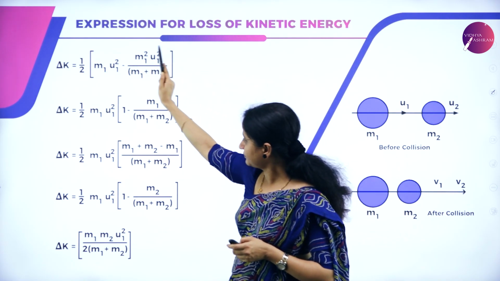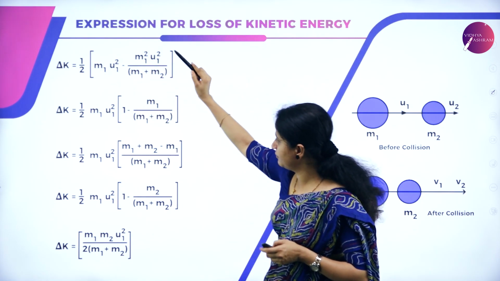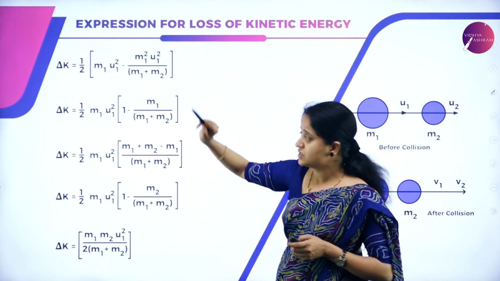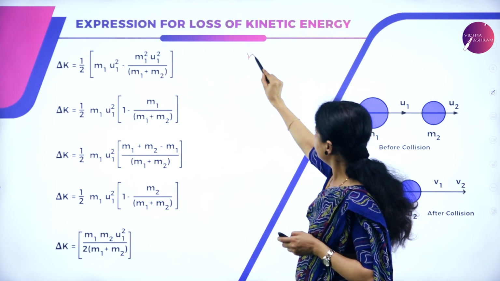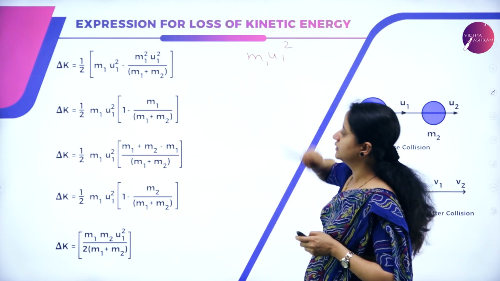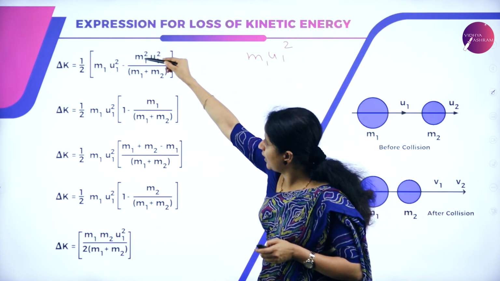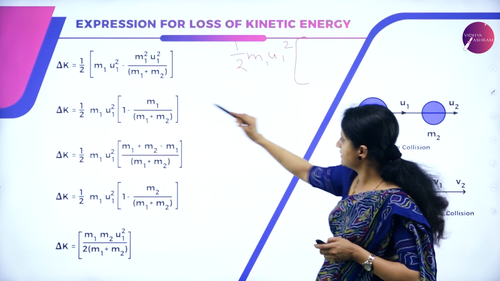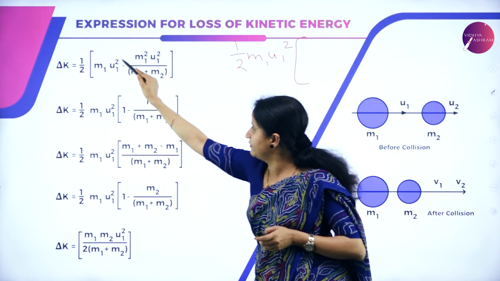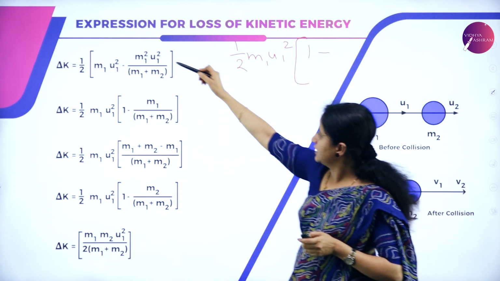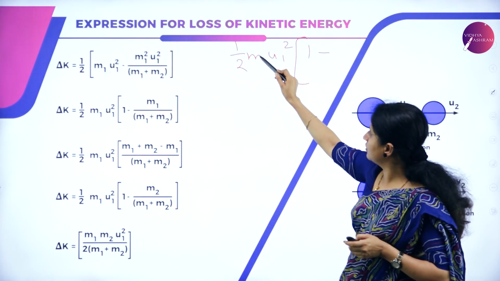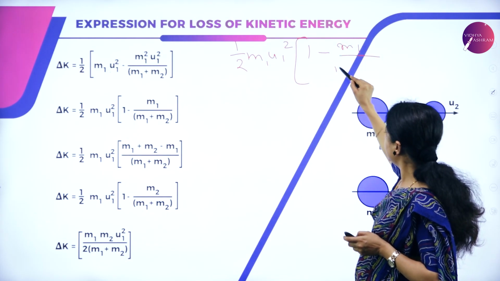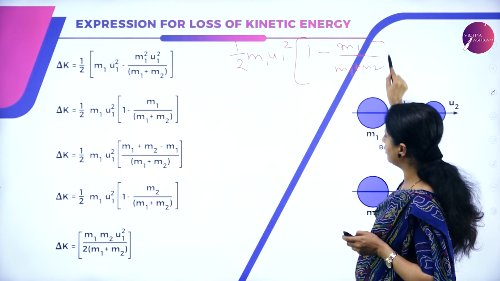Now from these two things you can observe we have m1 u1 square minus m1 square u1. So we can just take m1 u1 square common. We have m1 square here. So taking this outside, we already have half. So taking this outside, this entire term will go out and we remain with 1 minus, here we have m1 square, but I have taken only m1 outside. So I will remain with m1 in the numerator and m1 plus m2 in the denominator.